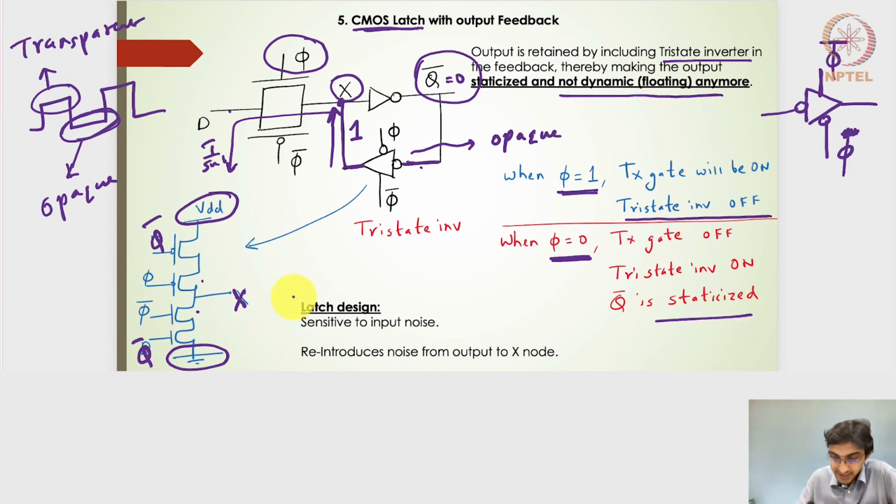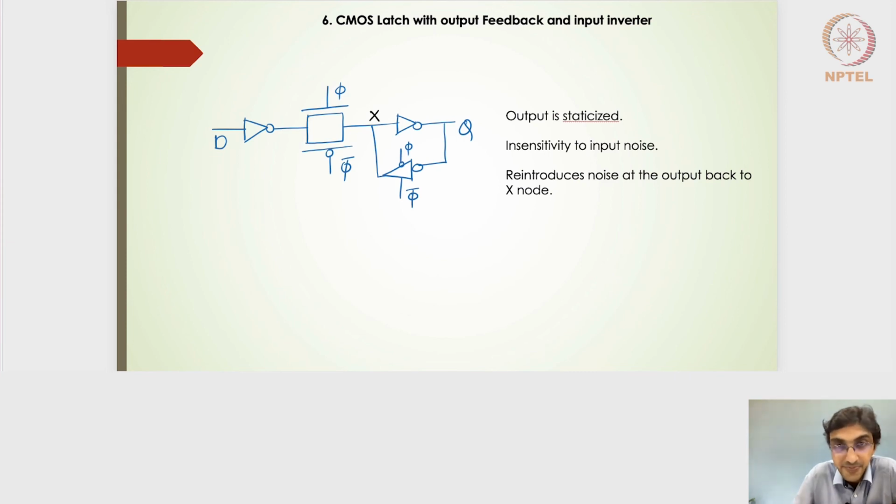This particular latch design still has no inverter at the input side, so it is still sensitive to the input noise. And one more disadvantage which this feedback path brings in is that it reintroduces noise. This is the output node, and any noise coupled to the output node is reintroduced back to the X node, especially when this tri-state inverter is on. That is when the opaque operation of the latch is on, right? So that is the disadvantage this design brings in.